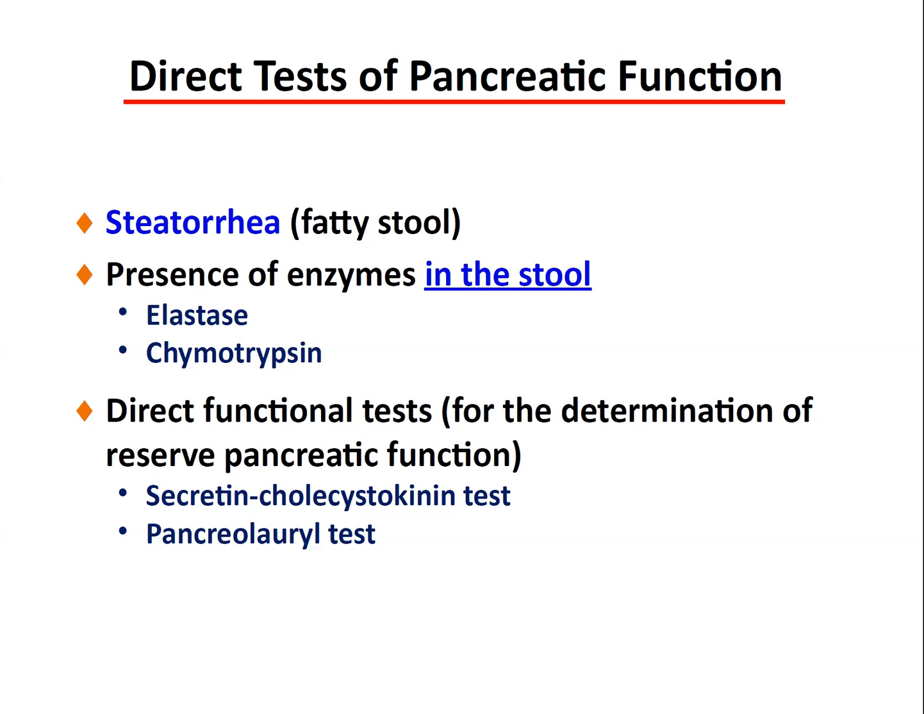Now, for some other direct functional tests, they usually put in an endoscope and collect the pancreatic juice while stimulating the pancreatic function, for example by giving secretin, cholecystokinin, or the pancreolauryl test. These are the tests that can be used in chronic pancreatitis.